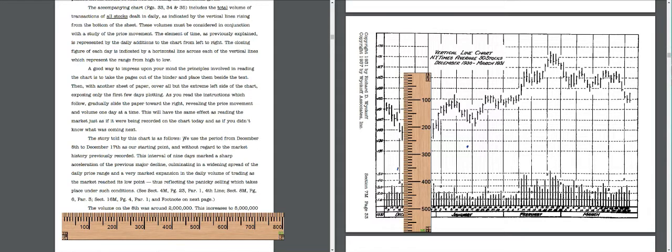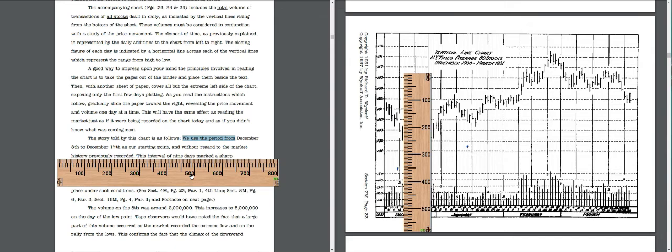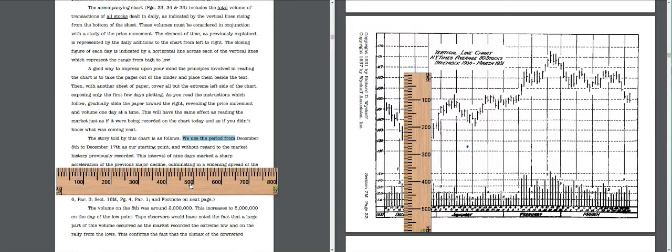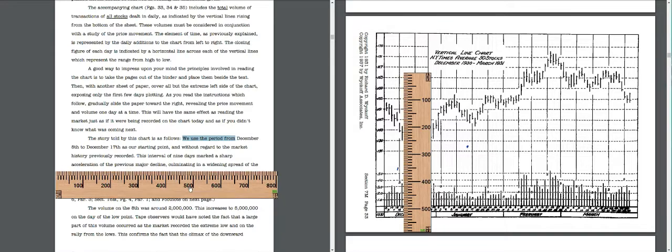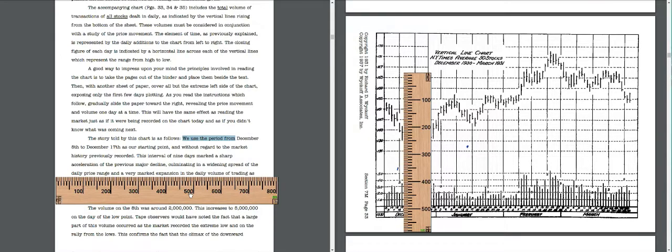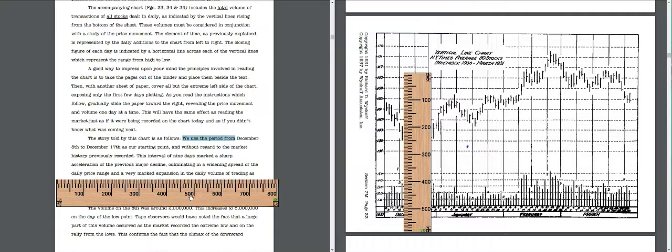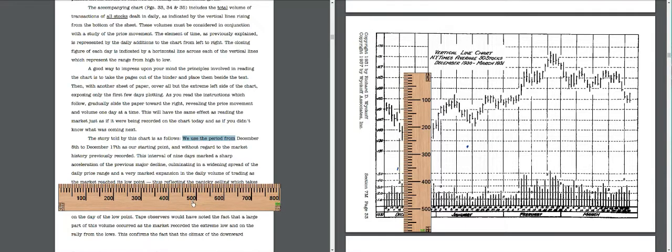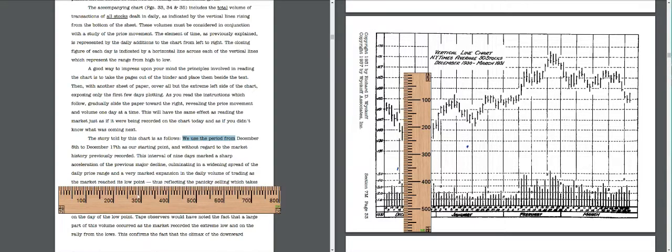Alright, so here we start right here. We use the period from December 8 to December 17 as a starting point without regard to the market history previously recorded. The interval of 9 days marks a sharp acceleration of the previous major decline, culminating in widespread daily price range and very marked expansion in daily volume of trading as the market reaches its low point. All he's saying is a selling climax.